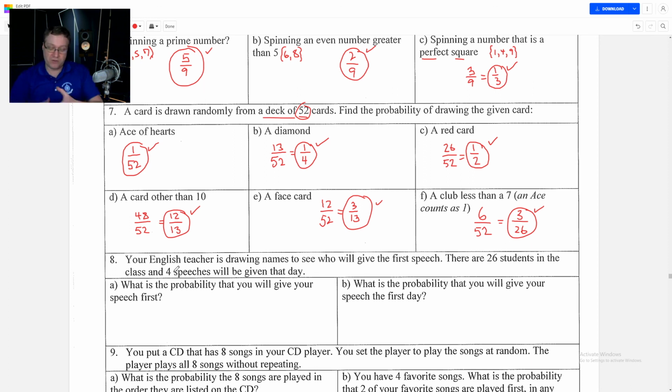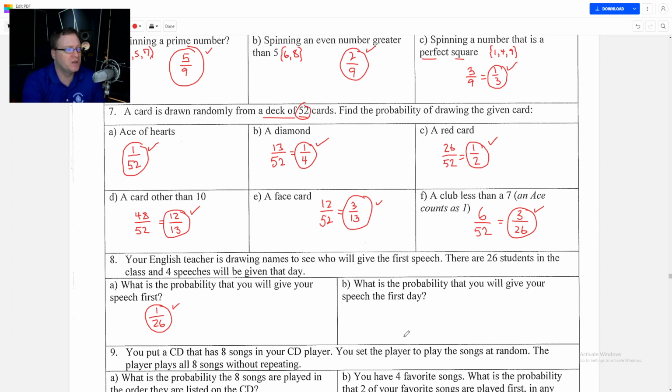Well, there's 26 names in. How many ways can they pick your name? Well, there's only one in there that is your name. So there's only one way to pick your name. All right. And how many total possible outcomes are there? Well, how many students are there? 26. So the probability is going to be 1 over 26.